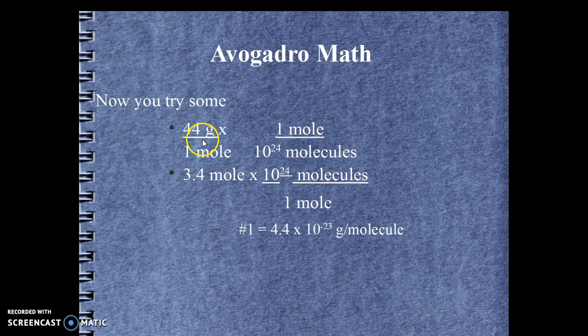Number 1 is 4.4 times 10 to the negative 23rd grams per molecule. And the second one is 3.4 times 10 to the 24th molecules in that number of moles.